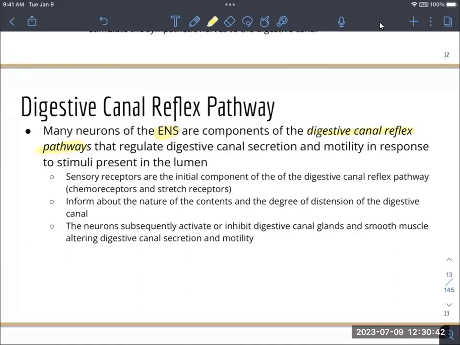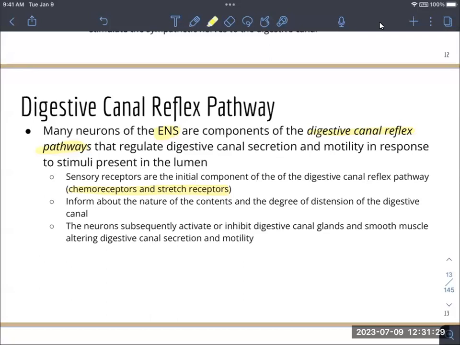So this reflex pathway has sensory neurons, just like skeletal muscle reflexes. A sensory neuron is going to detect something. So in this case, we have those chemoreceptors and those stretch receptors. These receptors are going to send information about what kind of nutrients may be in our digestive system, those chemoreceptors, and the stretch that is being put on our digestive canal. Those stretch or mechanoreceptors.